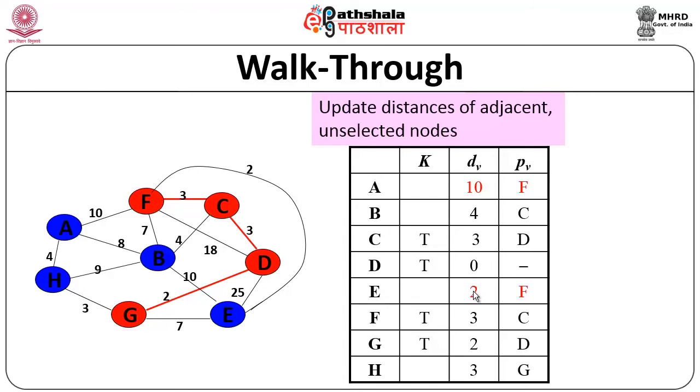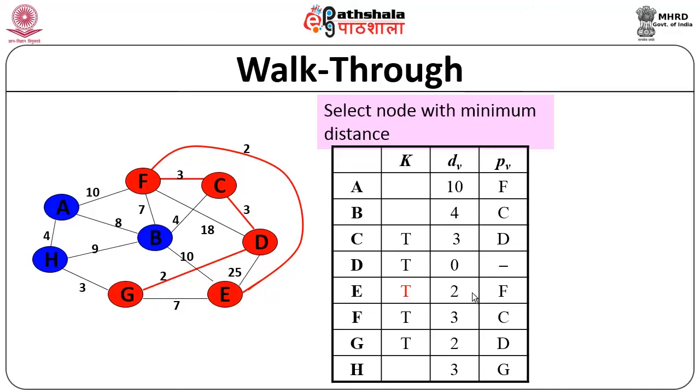Now, again you have updated. Now, what we have to do is select the minimum. So, you select the node with the minimum distance. So, the node with the minimum distance now is E, that is the E with 2. So, you select that. So, that is what we have seen here.